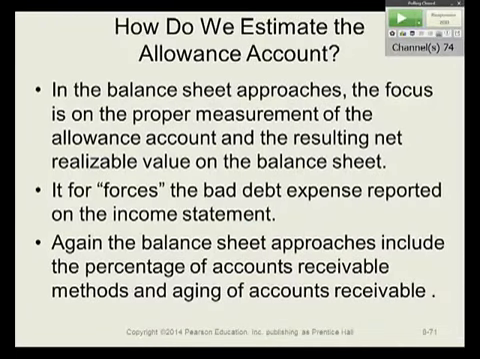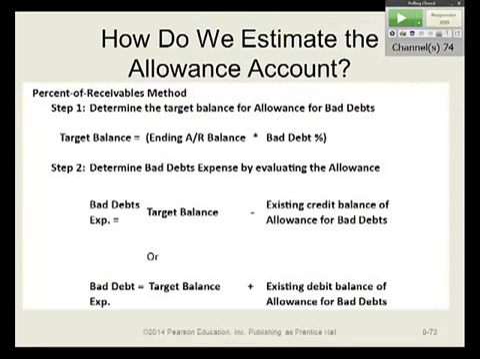On the balance sheet approaches, it's just the opposite. On the balance sheet approach, our objective is to properly value the allowance for bad debts and to properly determine the net realizable value of accounts receivable. So by coming up with the appropriate or target measure of the allowance, you wind up forcing the expense. To show you this, and again, we will see some examples, the first method is a percentage of accounts receivable.